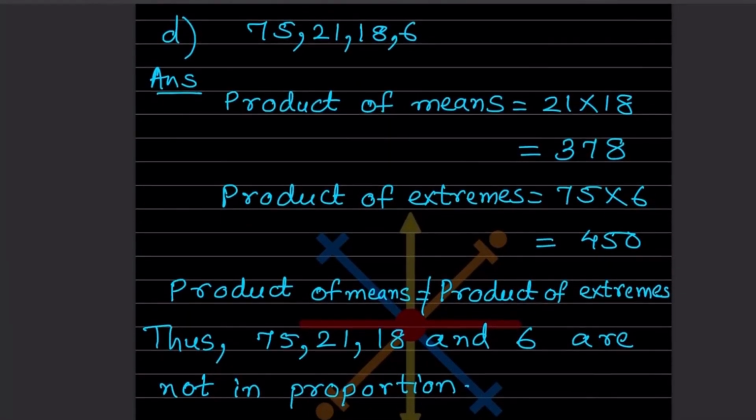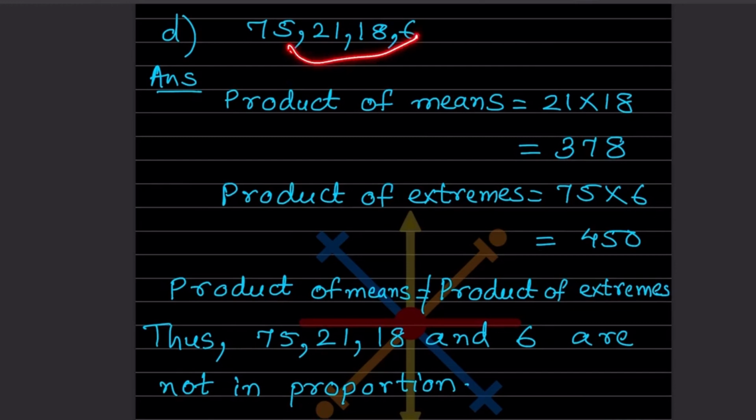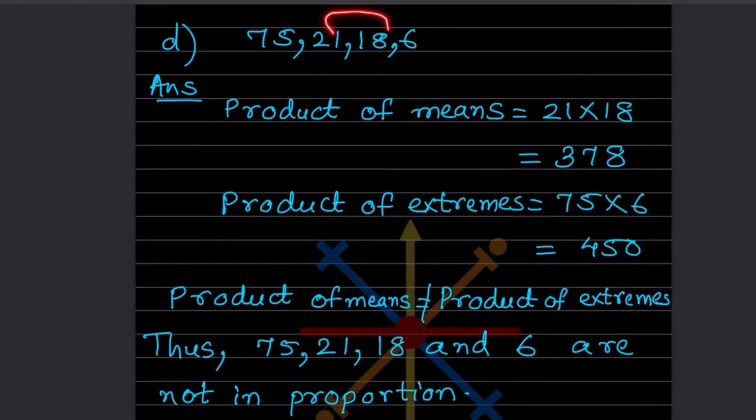Now again the same over here. These are the extremes and these are the means. When you use the formula, here you can see 378 when you do the product of means, and this is 454. So these are not equal, so they are not in proportion.